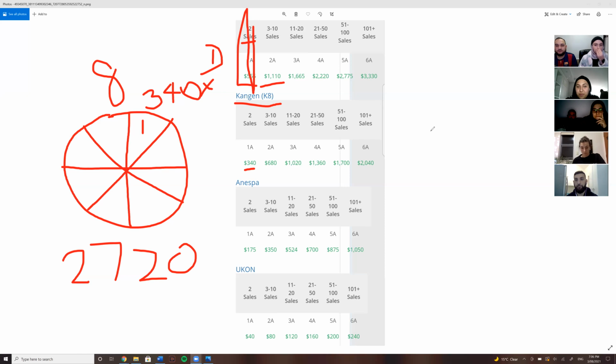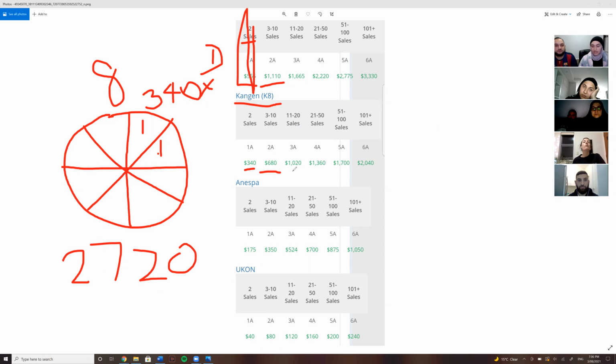Alrighty, so 8 checks get cut. Trifecta, 2A lane, one product, 1A lane. What that means is if you sell after you bought your trifecta and you're in your 2A lane, and you sell to someone that wants just a K8, out of their sale you're getting 680, which is 340 times 2.